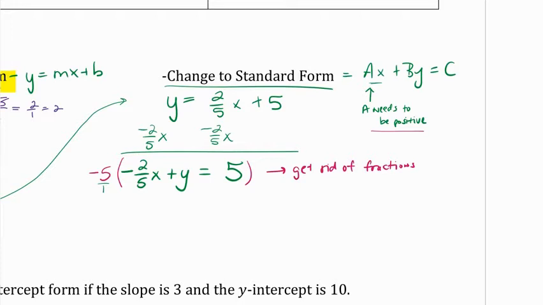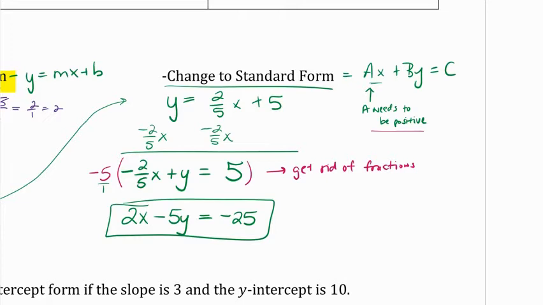So negative 5 times negative 2/5. Well, a negative times a negative makes a positive. And then 5 times 2/5 would just leave me with 2x. Then I got to do negative 5 times positive y. So I would get negative 5y equals negative 5 times 5 will give me negative 25. Okay, that is our standard form.